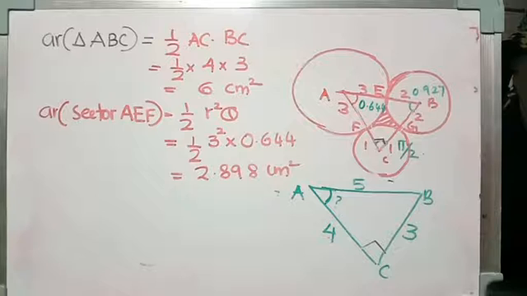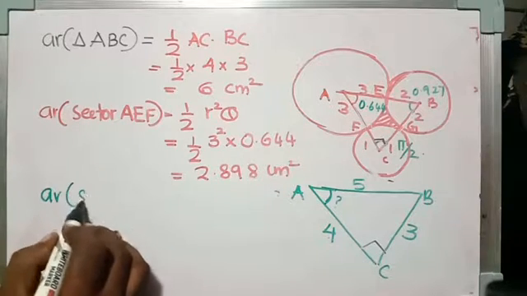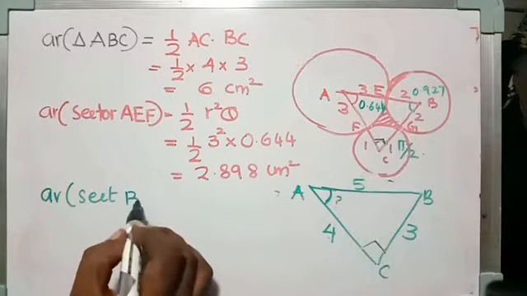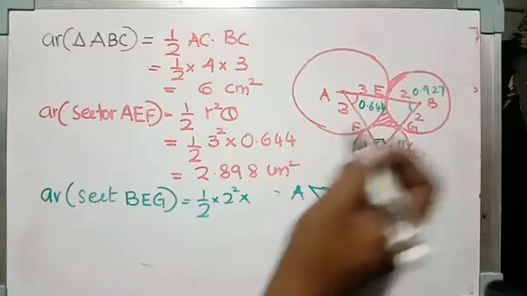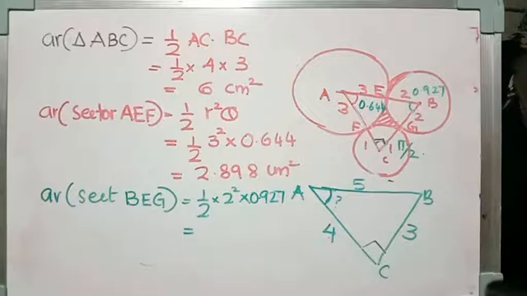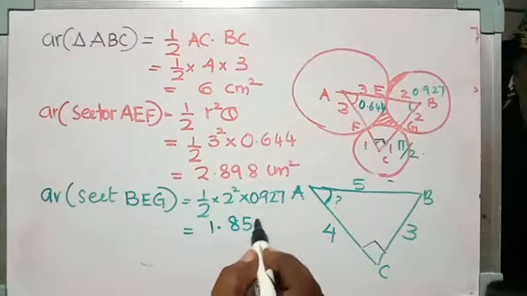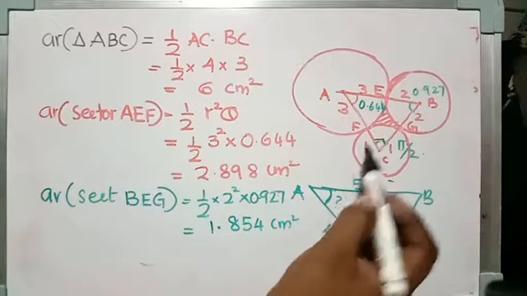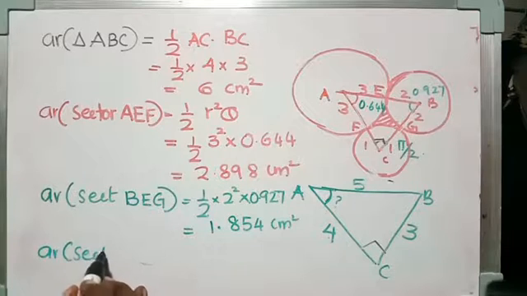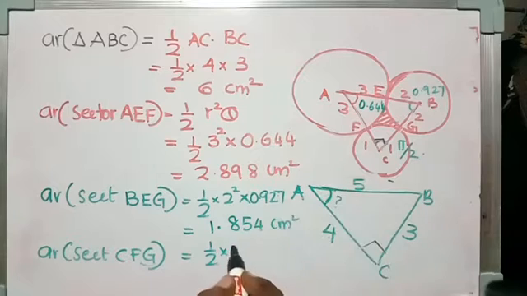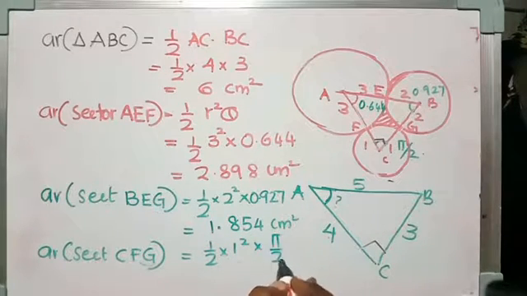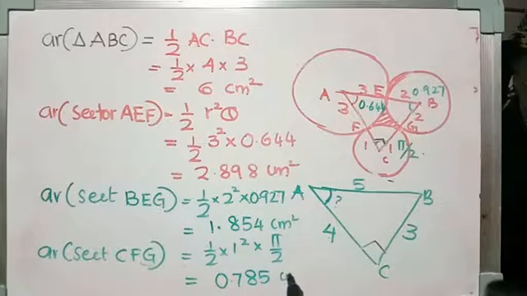Similarly, find out the area of sector BEG, which is half r squared theta, that is half into 2 squared into 0.927, which is equal to 1.854 centimeter square. The next step is to find the area of sector CFG, which is half into radius 1 squared into theta pi by 2, which is equal to 0.785 centimeter squared.